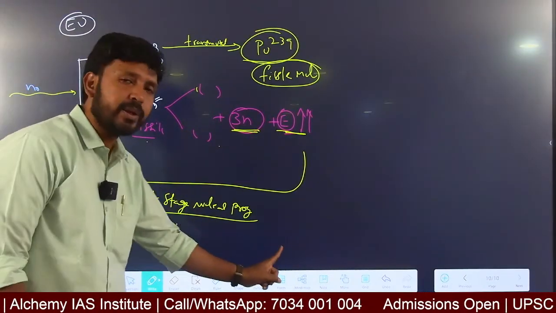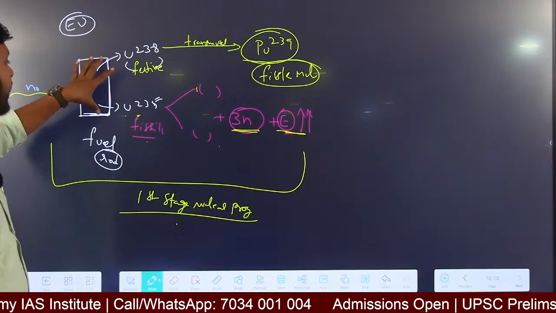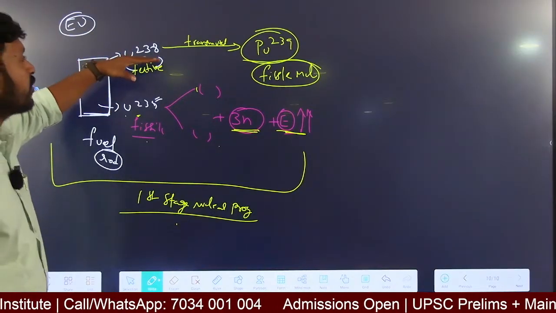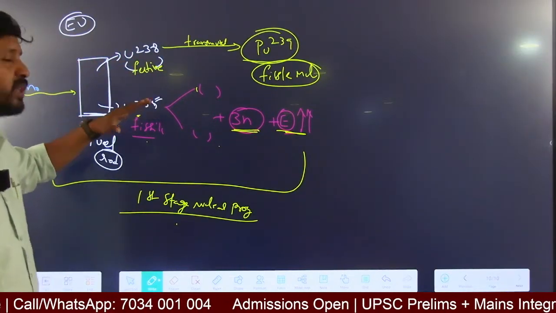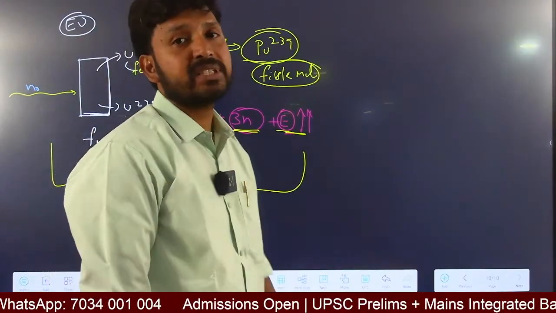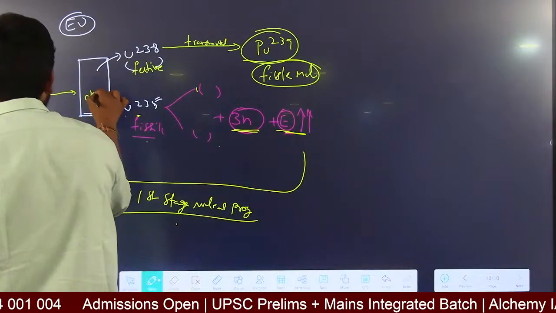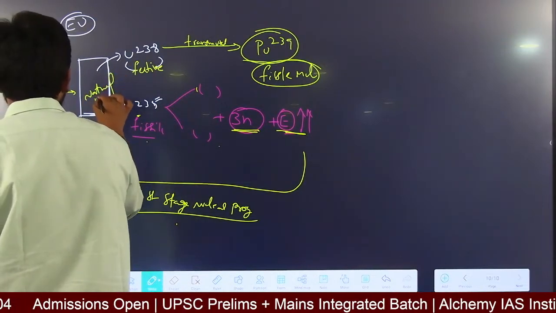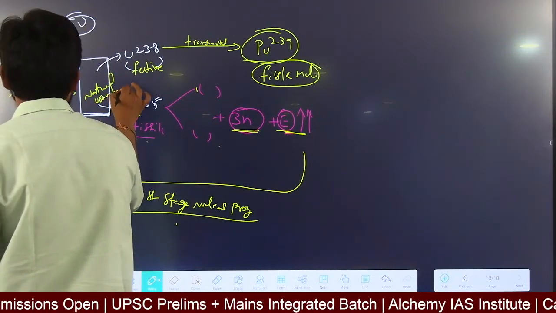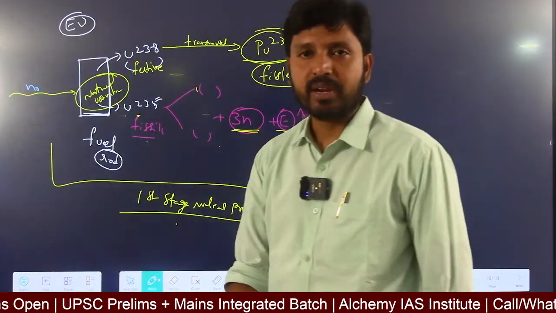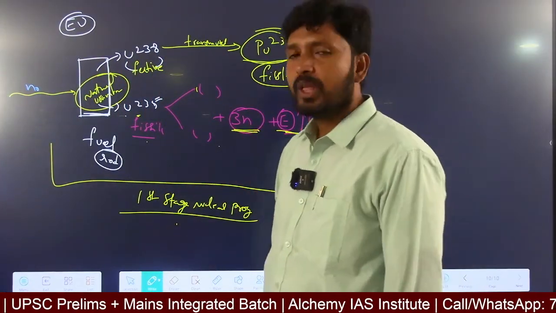In the first stage nuclear program, we are using the fuel rod which consists of uranium-238 and uranium-235. And remember, in our first stage nuclear program, we are generally using natural uranium. Always remember, we are using natural uranium.